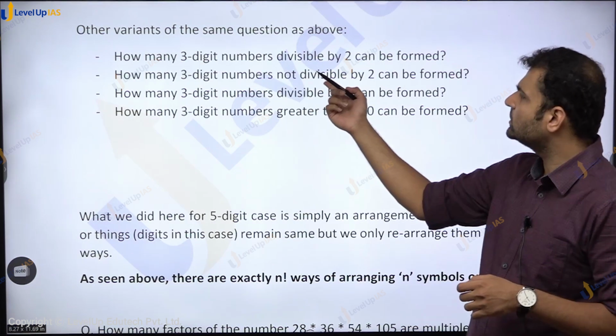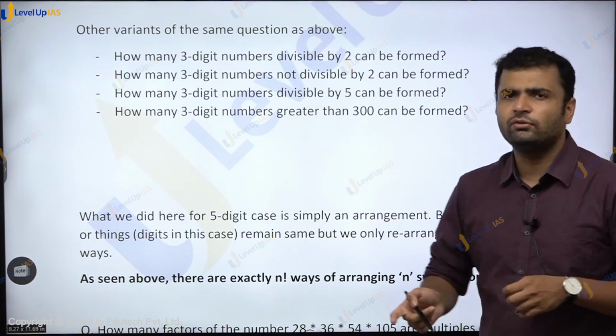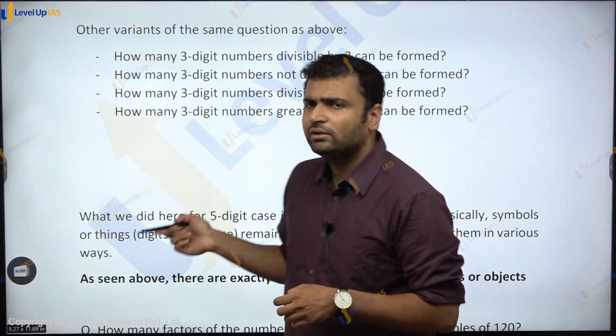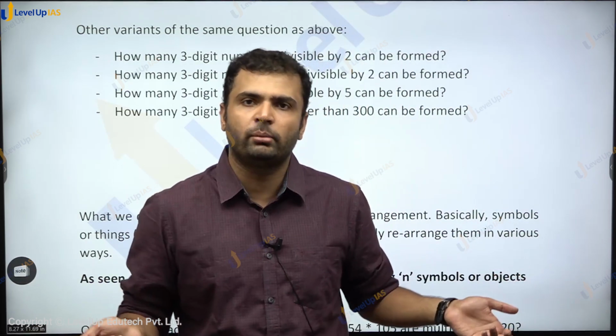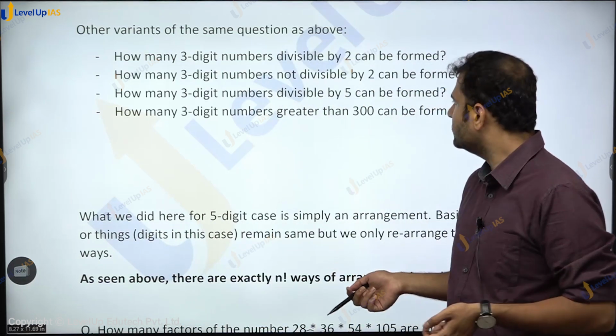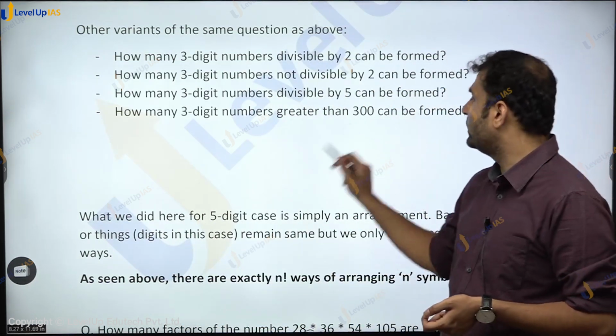Second question, how many 3-digit numbers not divisible by 2 can be formed? You know how many are divisible by 2? Just subtract the numbers divisible by 2 from the total, and you will get the numbers not divisible by 2. Simple. How many 3-digit numbers divisible by 5 can be formed?